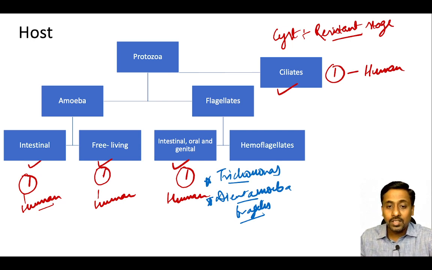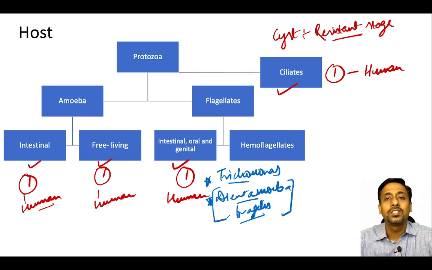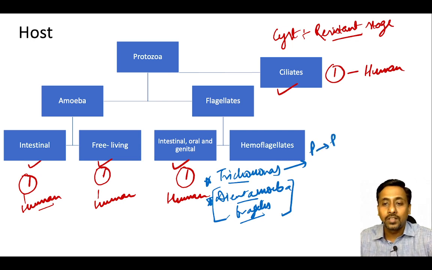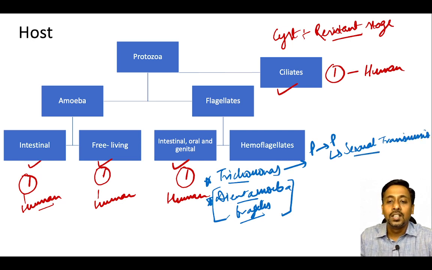The mode of transmission in case of Dientamoeba is not clear, so I'm not going to discuss this. However, in case of Trichomonas species, since they don't have a cystic stage, they do not require any other host to complete or maintain their life cycle. They maintain their life cycle by transmitting person to person, and the usual mode of transmission is sexual. So they are transmitted sexually, and that is why it is an STI.